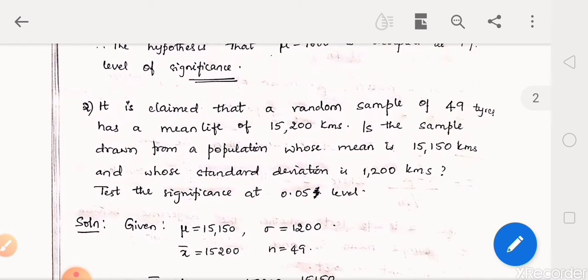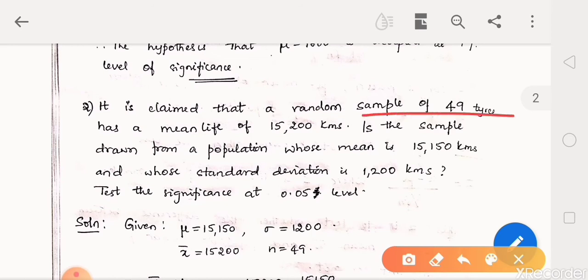Second one. It is claimed that a random sample of 49 tires has a mean life of 15,200 kilometers. Is the sample drawn from a population whose mean life is 15,150 kilometers and whose standard deviation is 1,200 kilometers? Test the significance at 0.05 level. Solution.